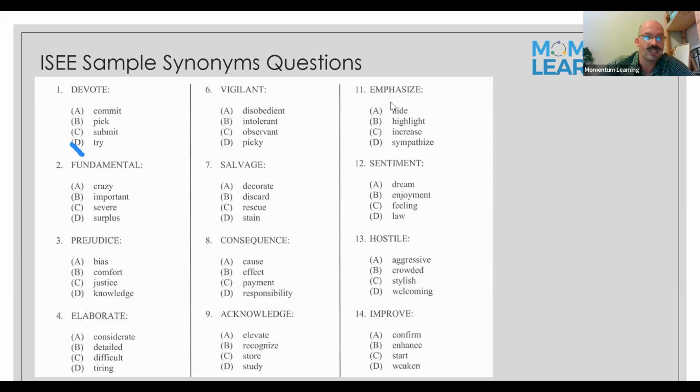Then I start looking at which one is dissimilar from the others. Pick and submit are kind of antonyms. So one of those would definitely be wrong if they're antonyms. I pick an option or I submit an option. So we're going to go ahead and get rid of pick. And out of submit and commit, it's going to be commit.